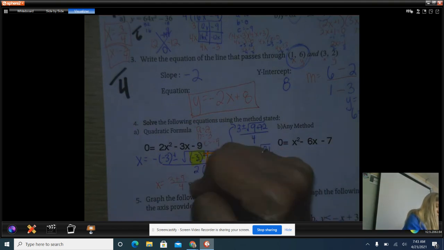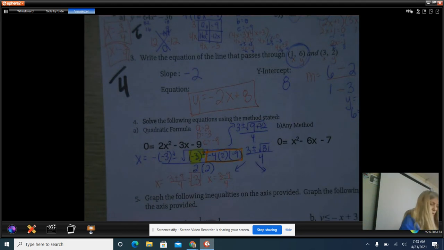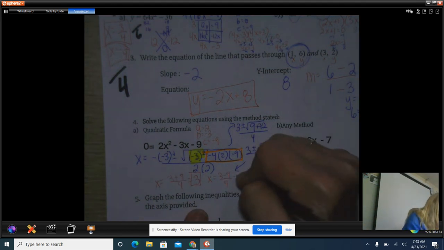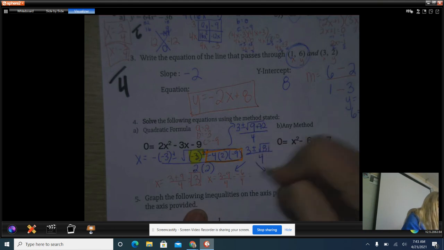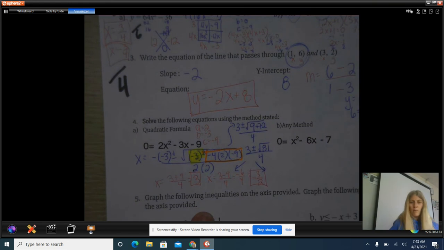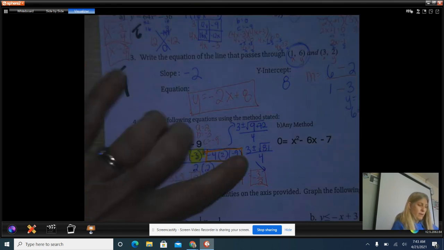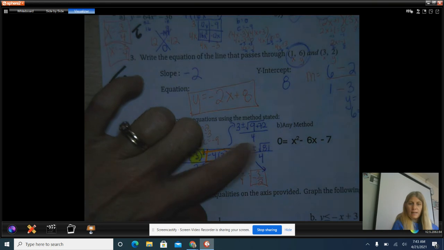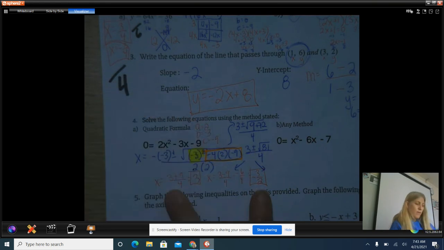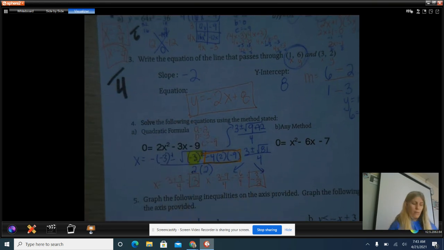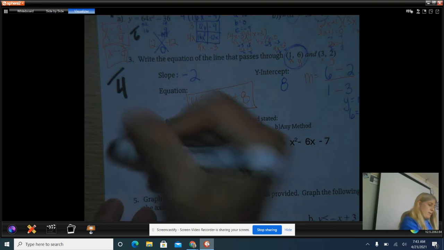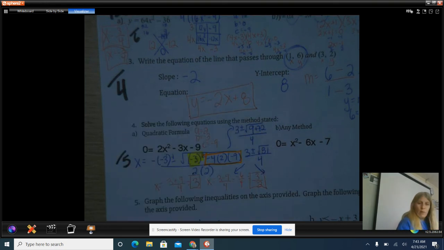3 plus 9 is 12. 12 divided by 4 is 3. So our first root is 3. 3 minus 9 is -6, divided by 4 reduces to -3/2, or -1.5. Okay, so for this problem, you're going to get 1 point for having the correct setup, 1 point for getting it to this point, 1 point for each root, and a 5th point for your work. So that one's going to be about 5 out of 5 points.